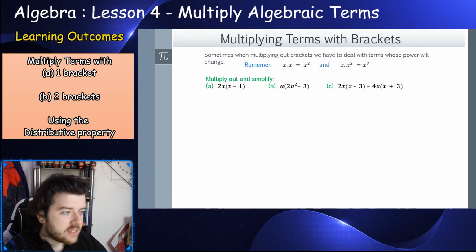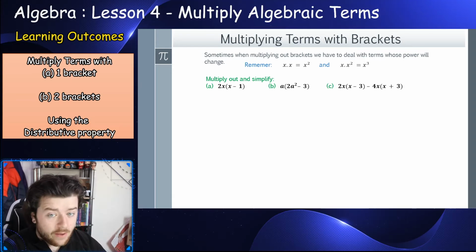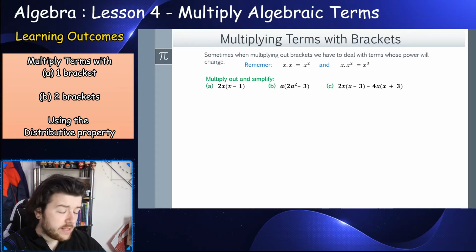So multiply out the following and simplify. So exact same as we did before, but I just have a variable component now in the term on the outside, my outside term.